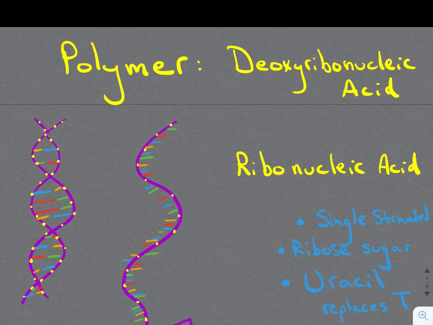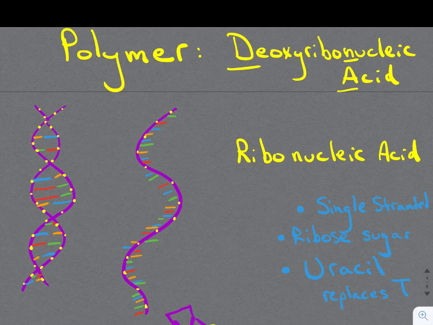And then the polymer forms are like this. You have deoxyribonucleic acid, or DNA, and then you also have ribonucleic acid, or RNA. And here are some differences between them. DNA, or deoxyribonucleic acid, is double-stranded. This is DNA here. It forms what we call a double helix.